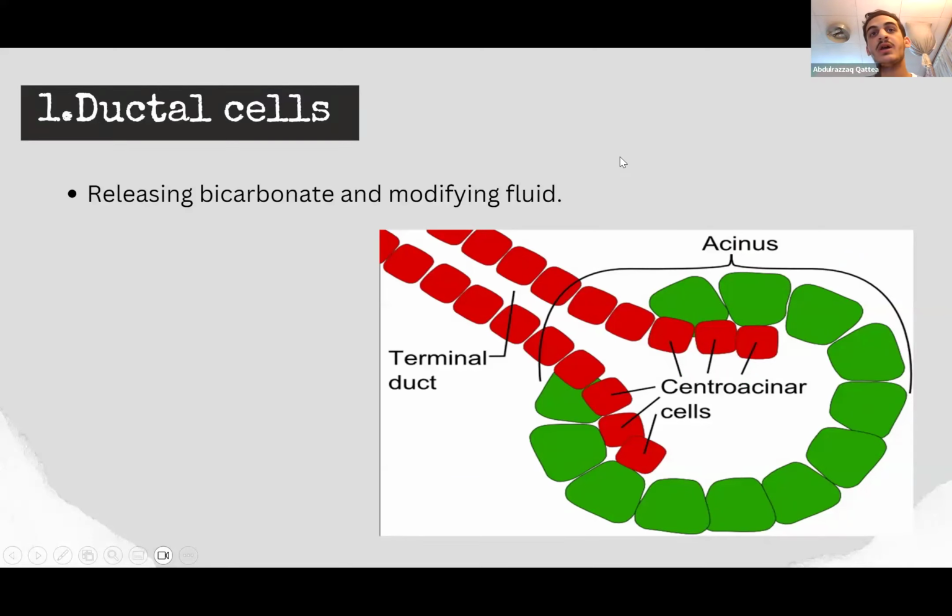Let's now focus on the ductal cells. What did we say? What is the main function of the ductal cells, guys? Release bicarbonate and modify the fluid, which is like maintaining isotonicity. Yes, exactly. The ductal cells' main function, as our colleague said, is to release bicarbonate and modify the fluid.